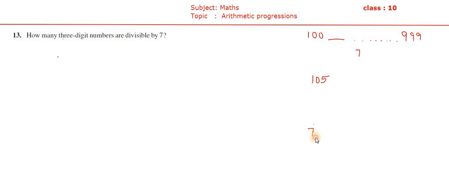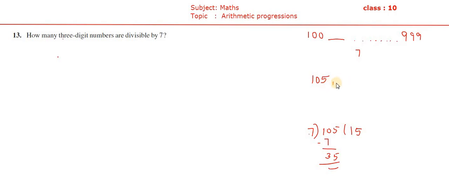See here, divide once and check it. 105: 7 ones are 7, the remainder is 3 and then 5, 7 fives are 35, so 105 is divisible. Therefore 105 is the least 3 digit number which is divisible by 7.